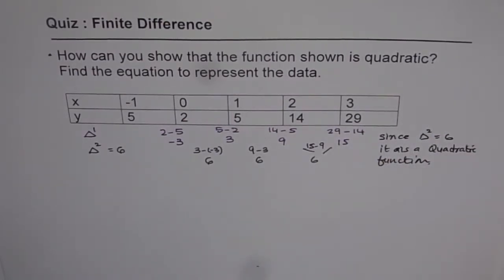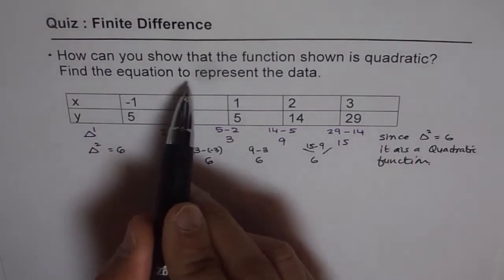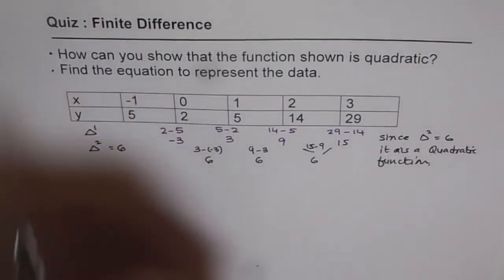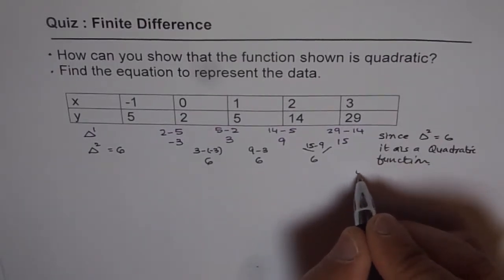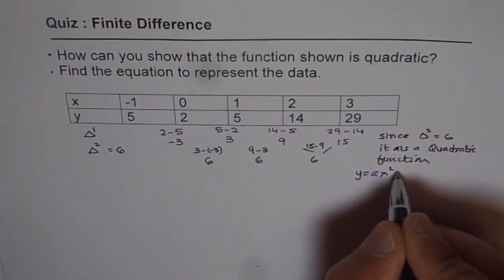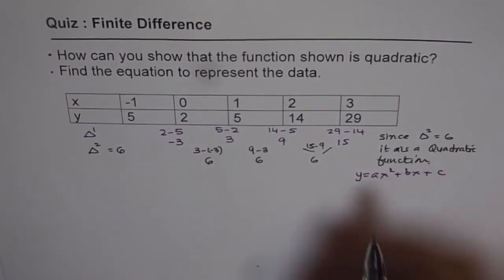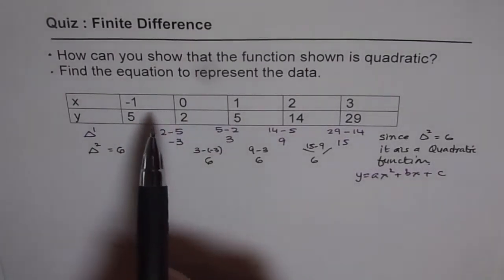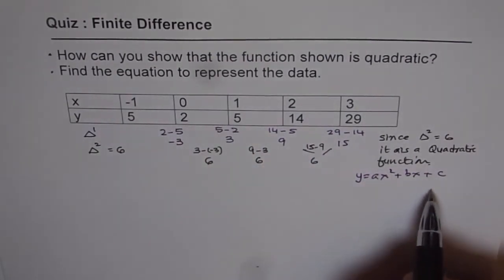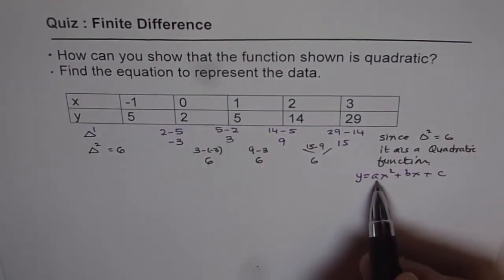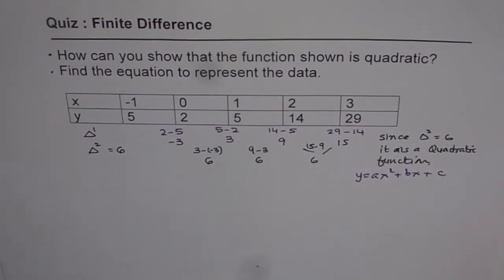Now, the question part 2 is, find the equation to represent the data. Now that is a huge question. Some students can spend about 10 to 15 minutes finding the equation. They may start with an equation like y equals ax squared plus bx plus c, and then using 3 points, and the best 3 points are of course -1, 0, and 1, you get 3 different equations, and from those equations you can find a, b, c, and your equation thereby.